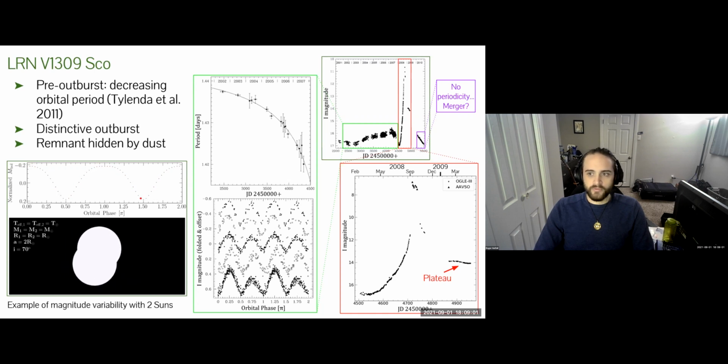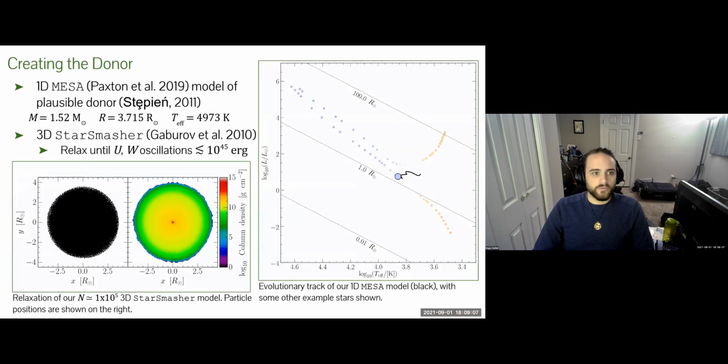We want to try to simulate this target because it's some of the best observations that we have. We do that by first creating the donor, and we evolve a 1D MESA model to the base of the red giant phase. I show the evolutionary track for that on the right. We choose the parameters set by the Stepien 2011 paper, which has a list of plausible donors, plausible binary configurations, actually. We create several 3D models using Star Smasher. It's a smooth particle hydrodynamics code.